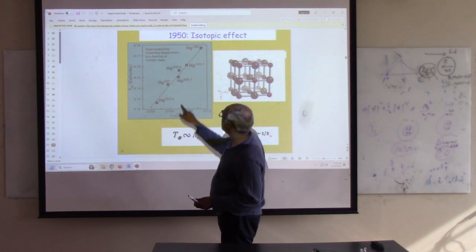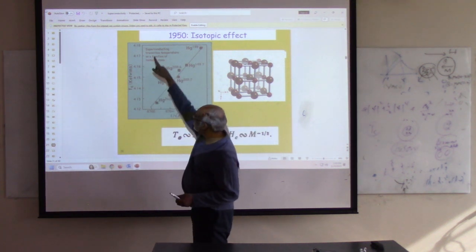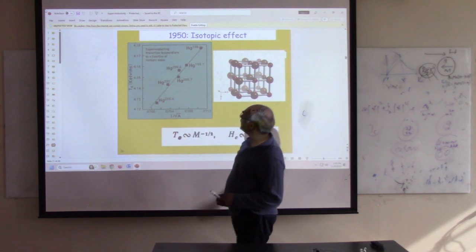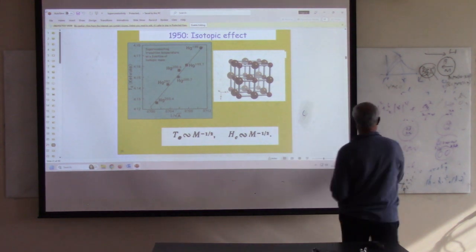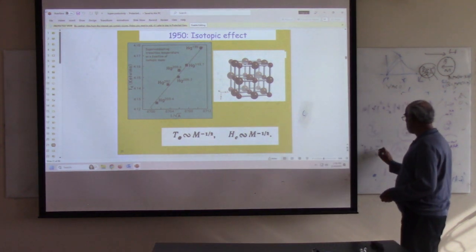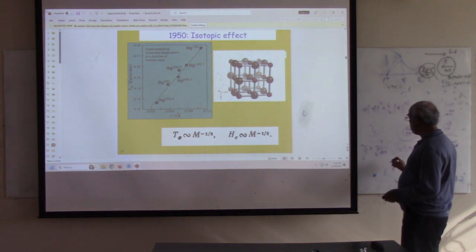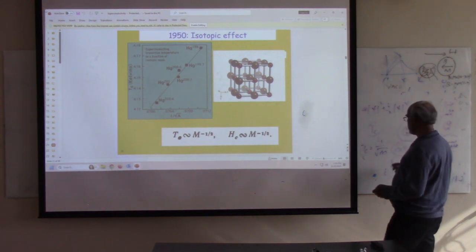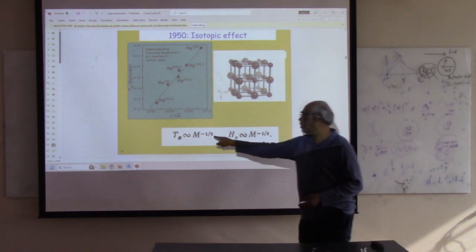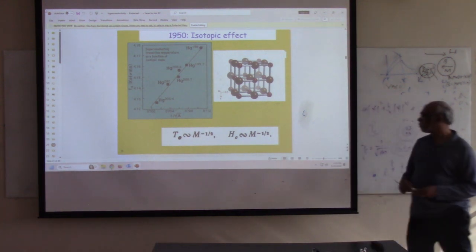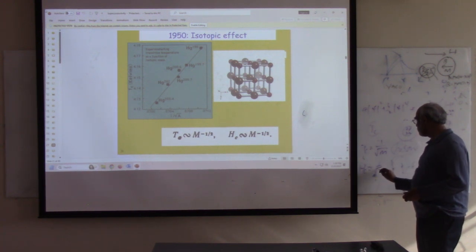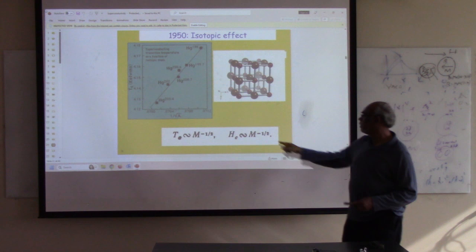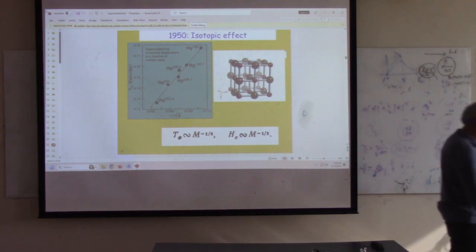You find your T_C is changing, not much, but with a very linear relationship. They found T_C depends on 1 over the square root of m, the mass. Also the critical field depends on 1 over the square root of the atomic mass. That's also a very important phenomenon.